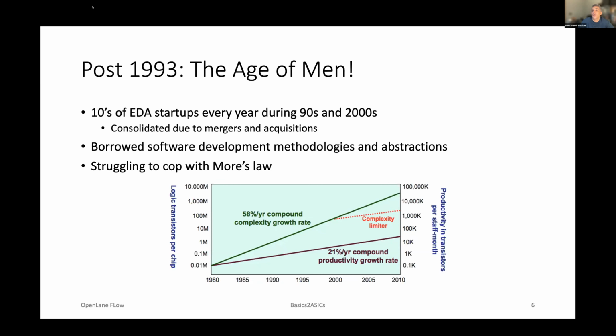So these companies need to produce electronic design automation tools to enable the designers to cope with this rapid change in the number of transistors per chip. And in order to achieve this, they started to borrow software development methodologies when it comes to abstraction and design reuse, in order to accelerate the design and try to cope with Moore's law.